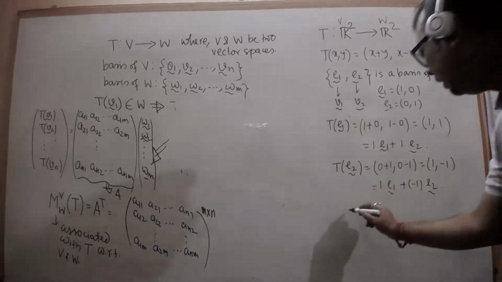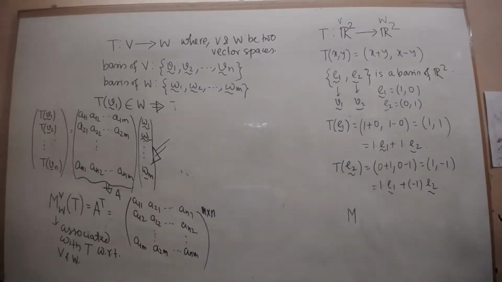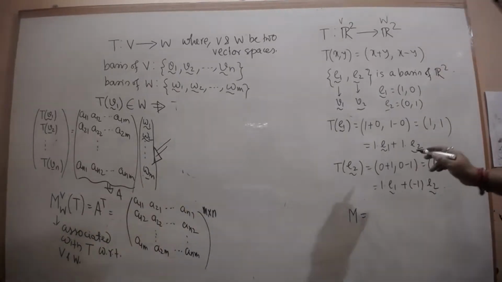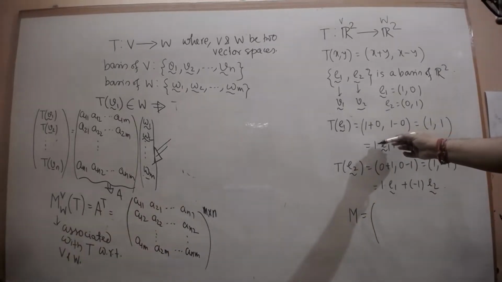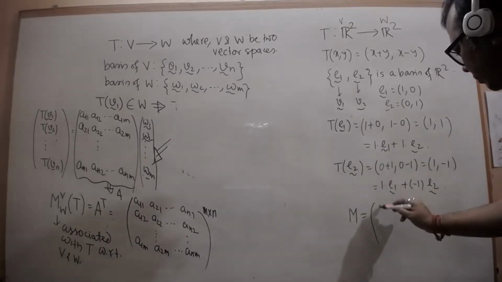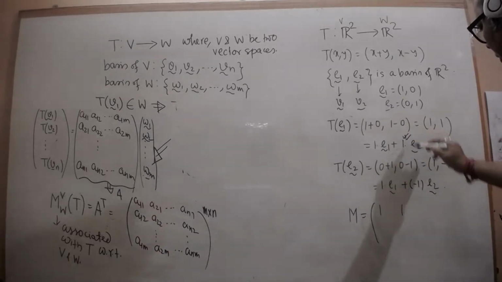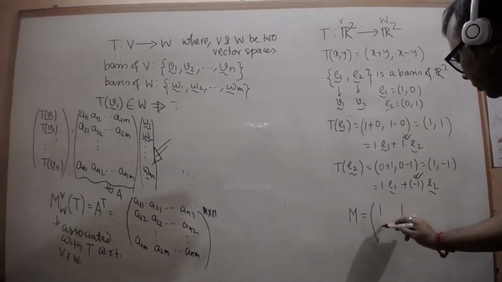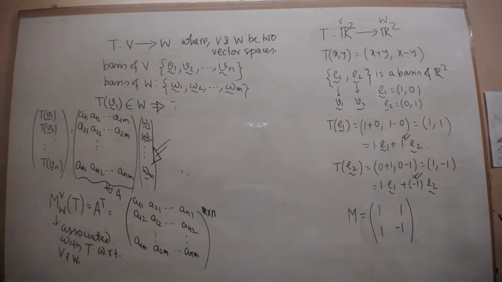Then here I simply write A instead of A in B. You automatically realize this A means this, M_VW within bracket T. So M here, the first row is 1 1 and the second row is 1 minus 1. So this is an associated matrix.